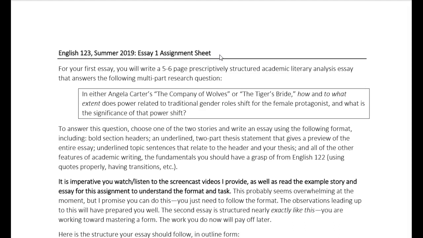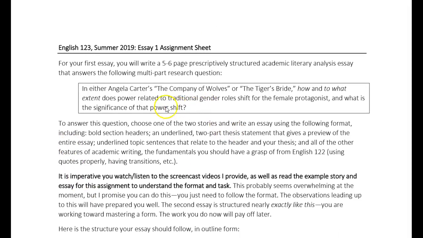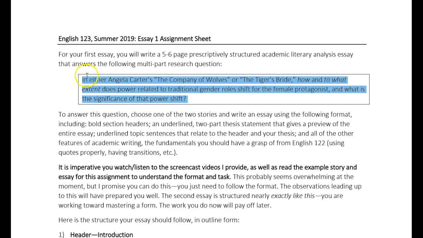The essay here asks you to choose one of the two Angela Carter stories we're reading right now, either The Company of Wolves or The Tiger's Bride, and then write an essay about it. And the prompt for the essay is actually pretty simple. It's not easy, but it's short and it's straightforward.